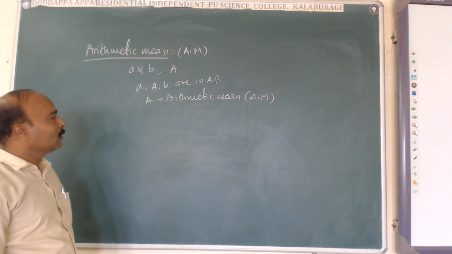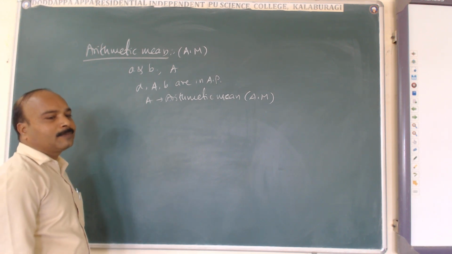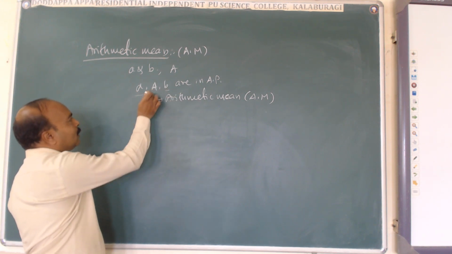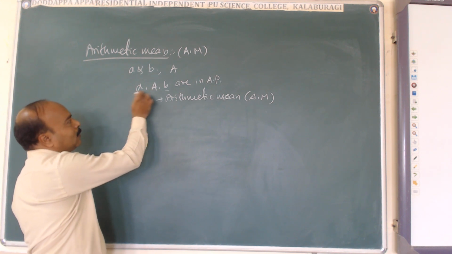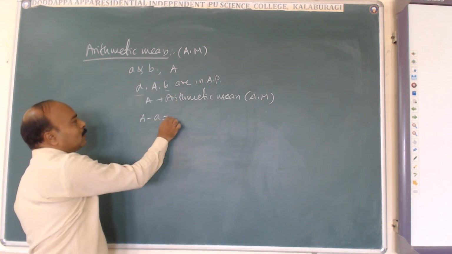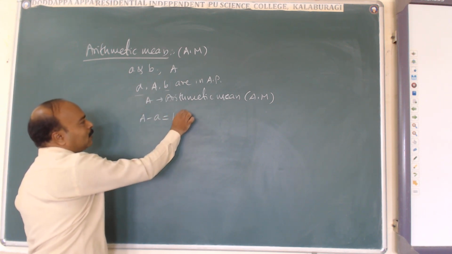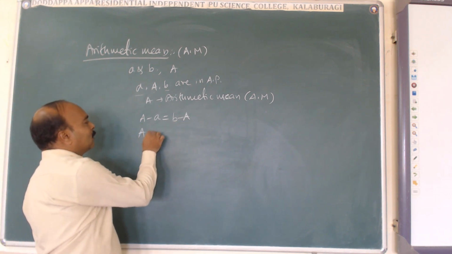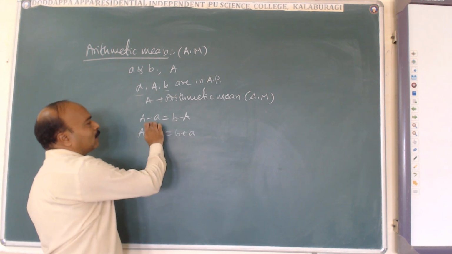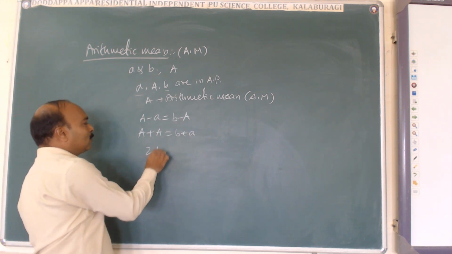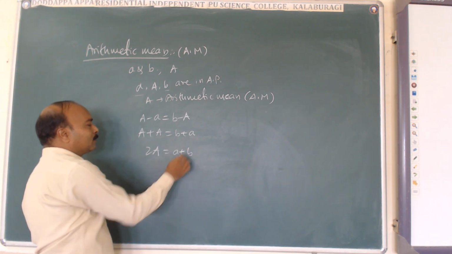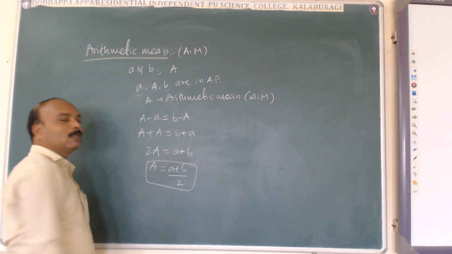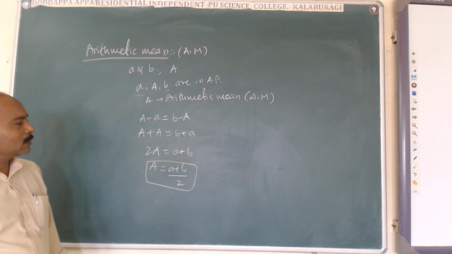In an arithmetic progression, we know that the difference of any two consecutive terms is constant. If a, A and b are in AP, according to that we write that the common difference should be the same, that is a2 minus a1, that is A minus a, equal to a3 minus a2, that is b minus A. This is the definition of our arithmetic progression. Now take a to this side: A plus A equal to b plus a, 2A equal to a plus b. Therefore A equal to a plus b divided by 2. This is the formula for the arithmetic mean between the two integers a and b.